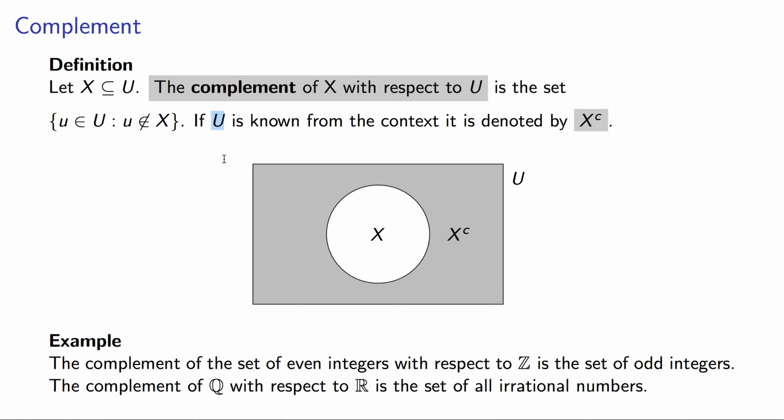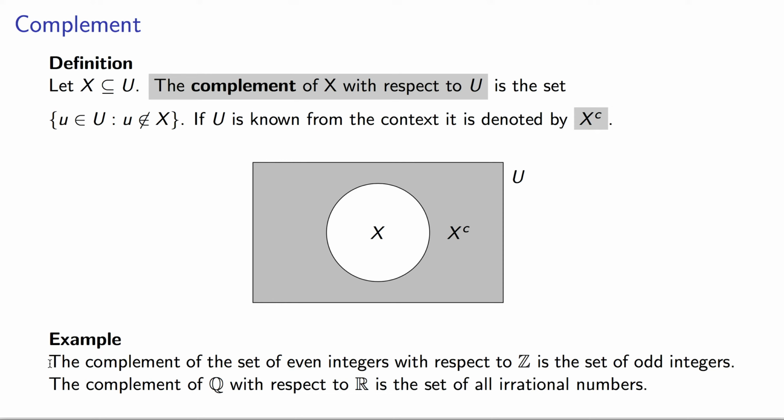We can visualize this concept as follows. Let U be the set of all the points in this rectangle, and let X be the points in a disk. Then X complement is the shaded area in the diagram.